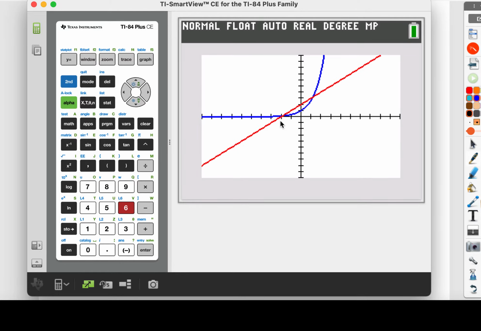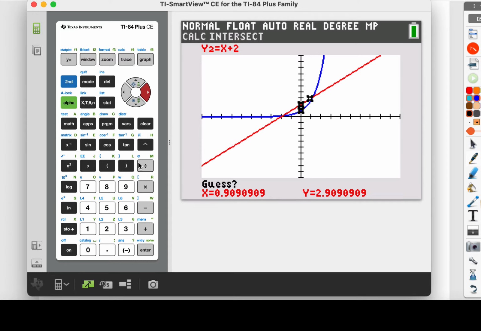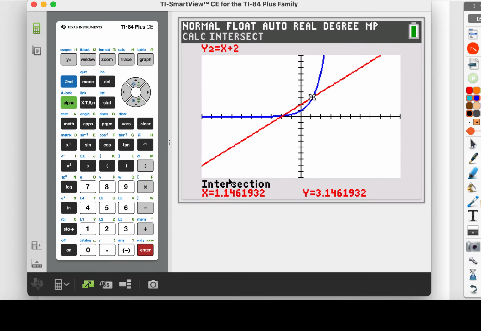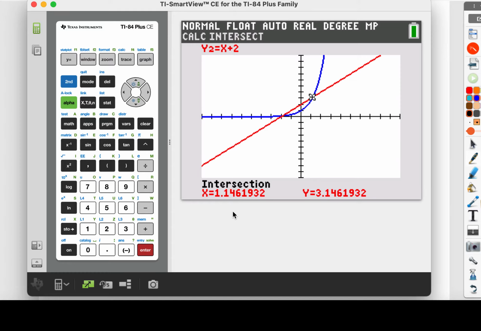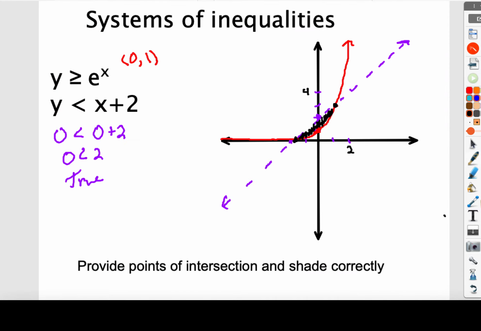And I want to find those 2 points where we're crossing. So again, second, calculate, points of intersection, number 5 here. Enter, enter. And I want to go near one of them. And we get 1.146, 3.146. So again, I'm going to say this is the point 1.146, 3.146 on there.